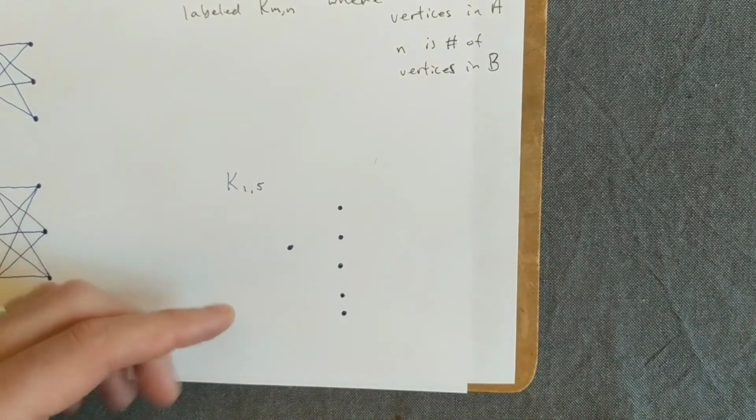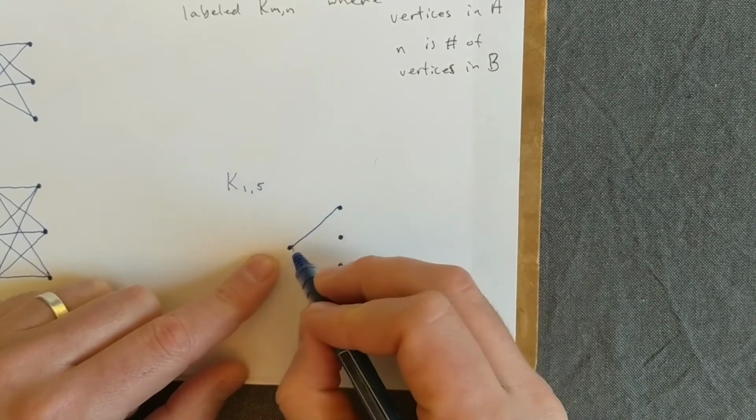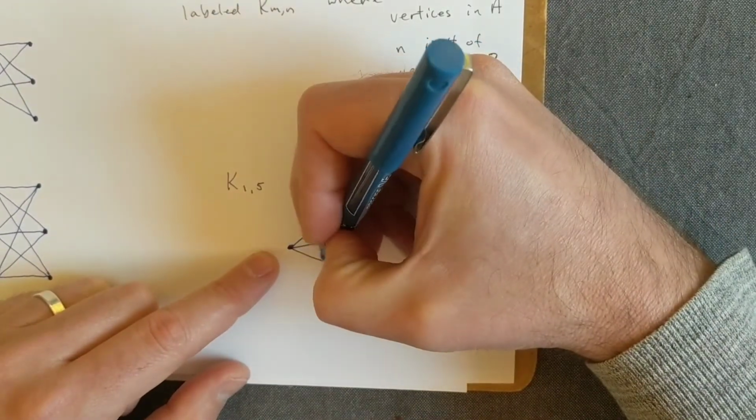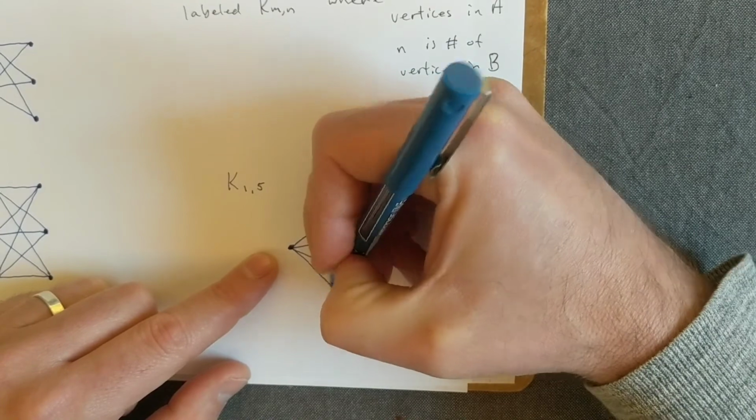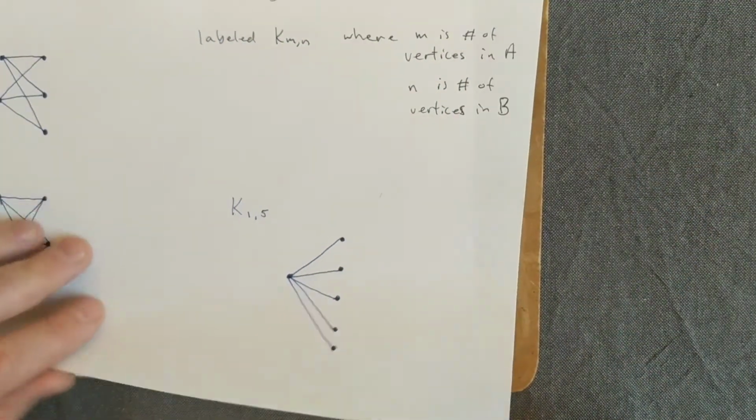So I can't connect in between these. I can only connect this to each one over here. So we get a graph that looks something like that. And the last family we're going to talk about are cycle graphs.